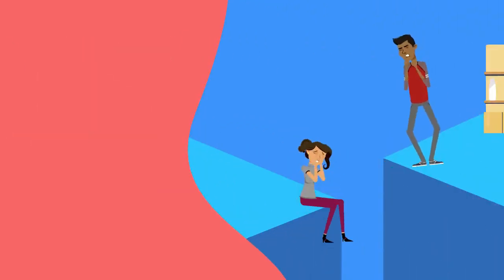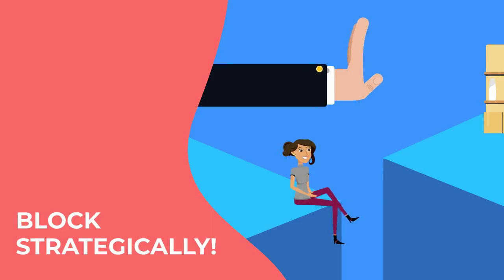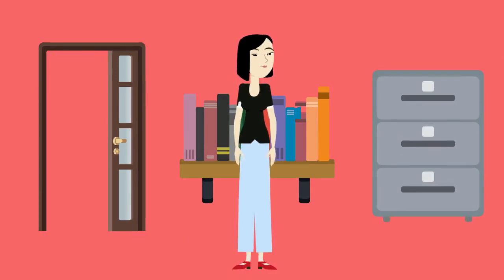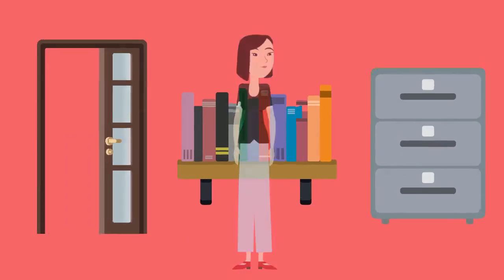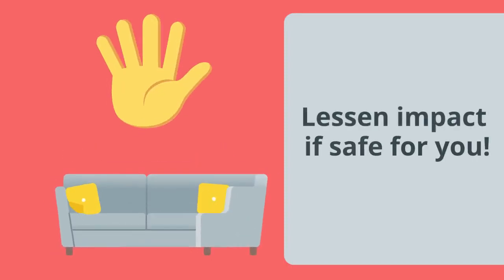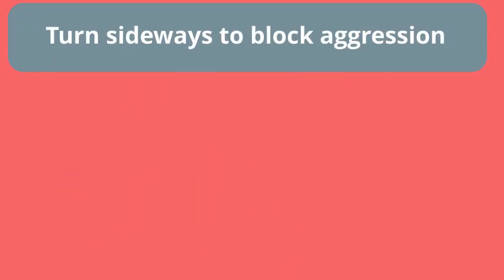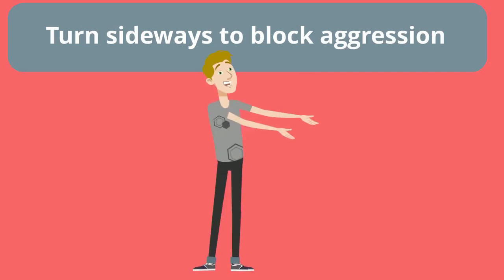Use blocking strategically. You can block an individual from leaving an area by simply standing in the doorway or in front of bookshelves, cabinets, or other furniture if there is a tendency to climb. Self-harm can be blocked by putting a hand, body, if safe, or pillow between the individual's body and the hard surface, to attempt to lessen impact. Finally, turning sideways or moving positions can block and protect others from injury from aggressive behavior.